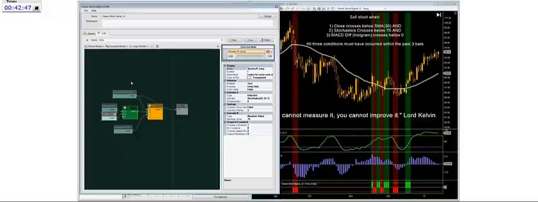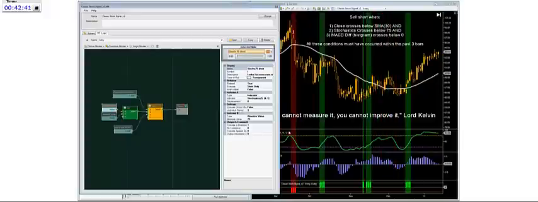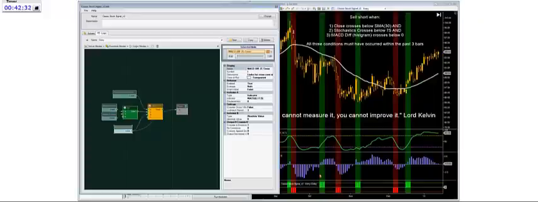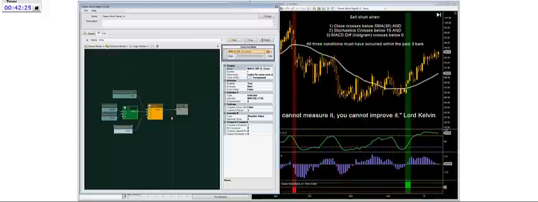These are all crossover solvers. These two are looking at the stochastics condition. So when it crosses below 75, and then when it crosses above 25. And then finally, this one is looking at the MACD histogram, when it crosses above 0, and then when it crosses below 0. Right? And we add all of those together with the AND logic, and it spits out that red line and that green line, and those are the bars on which all of our conditions have been met.